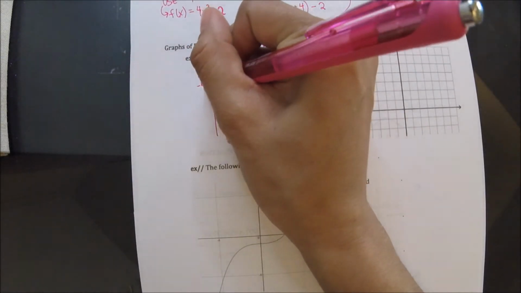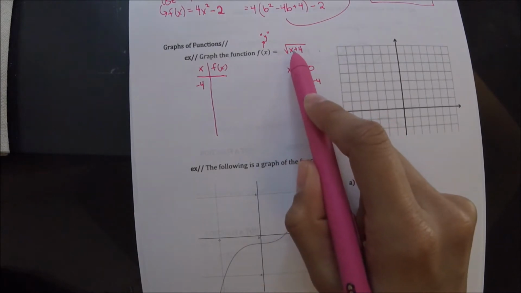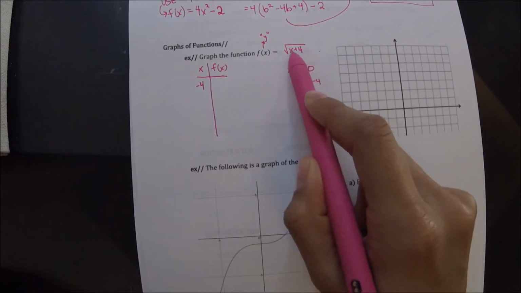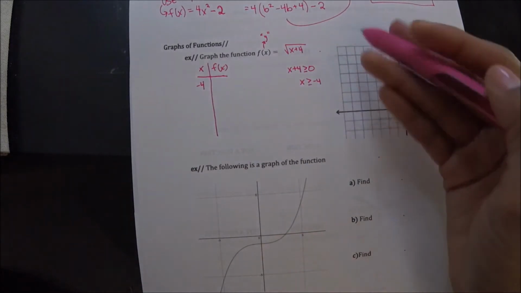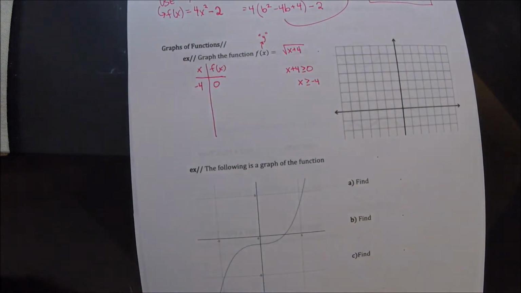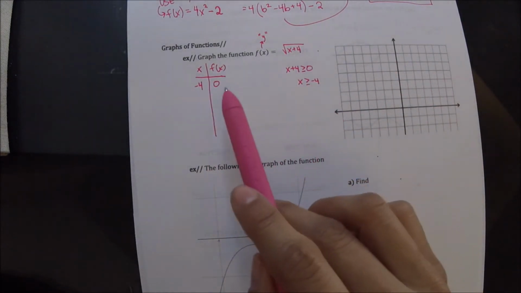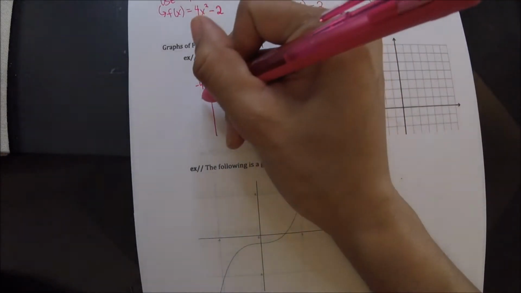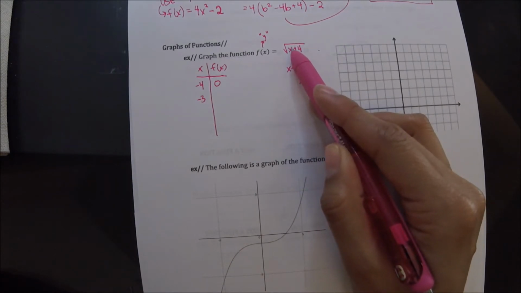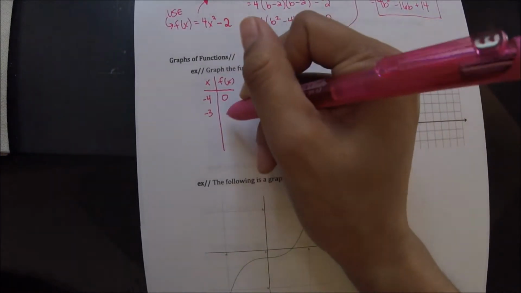So that means I can start at negative 4 and then see what that will give me. So if I plug in negative 4, I get inside negative 4 plus 4, which is 0, and then the square root of 0 is 0. So when I plug in negative 4 for x, it spits out 0 for f of x. And then we could keep going. I could plug in negative 3. If I plug in negative 3 inside here, I get negative 3 plus 4, which is 1, and then the square root of 1 is 1.